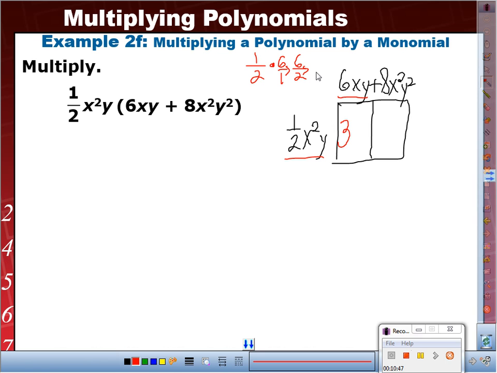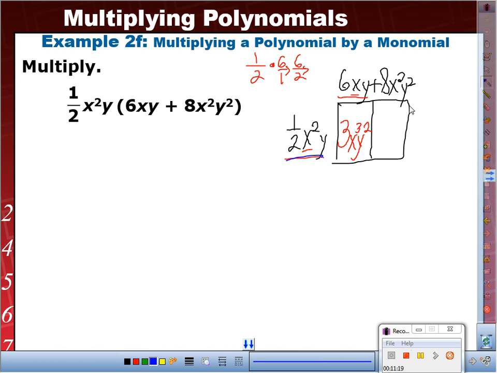If you want to change it into decimal, that's fine. So what is x squared times x? x to the 3rd. And y times y? y squared. Okay, so far so good.